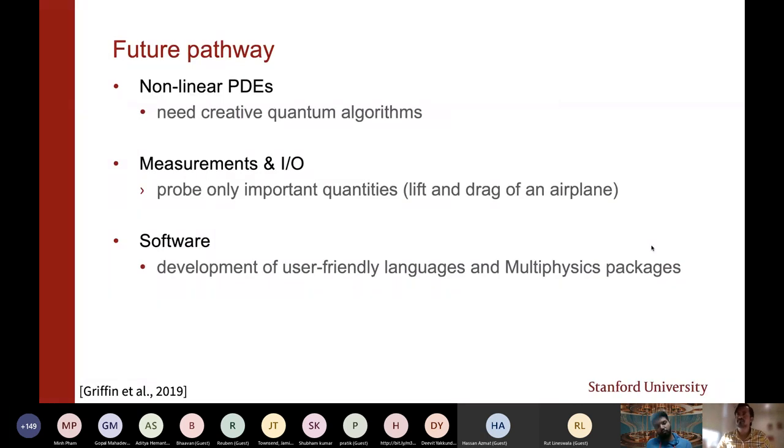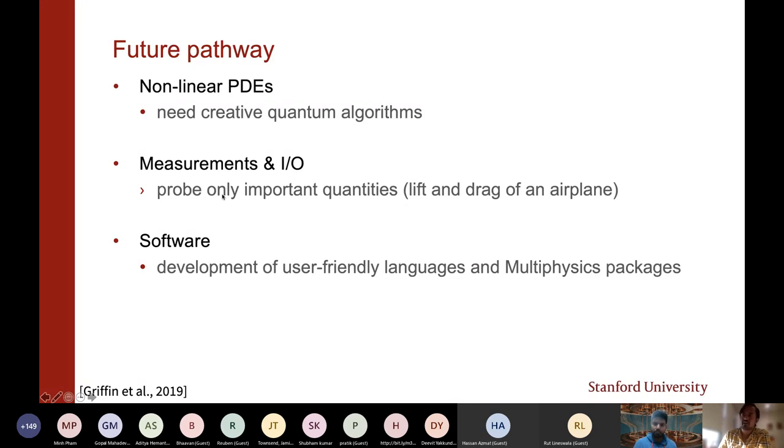And just my thoughts on the future pathway and where we should be looking and how to go about this in the future. So we need to come up with creative quantum algorithms to solve nonlinear PDEs, because you can't solve nonlinear PDEs on quantum computers using existing quantum algorithms. So that's one thing.